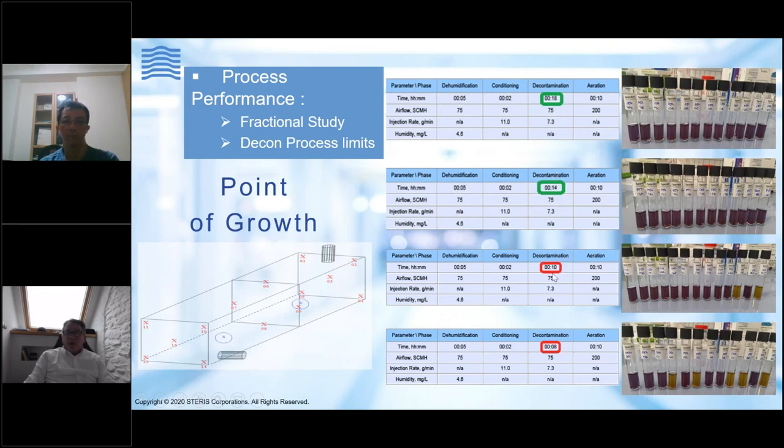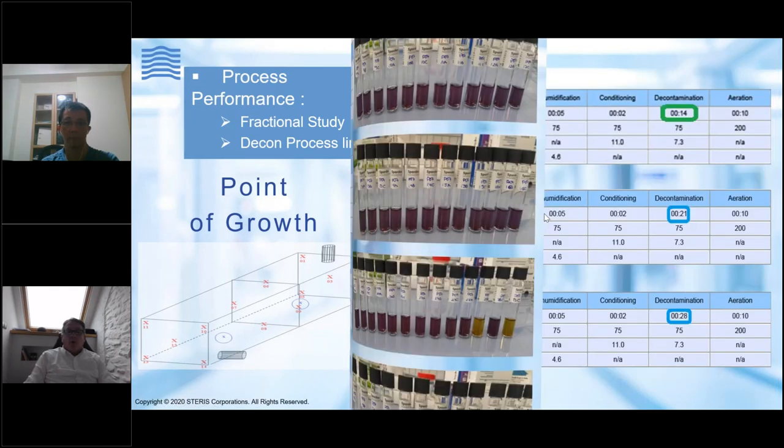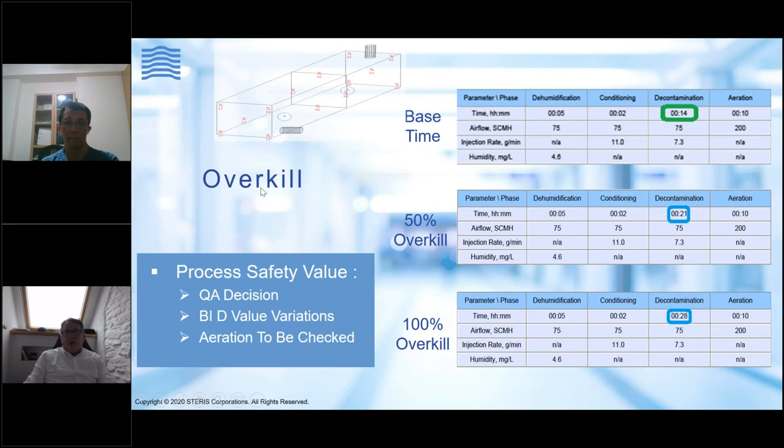And here we can see at 10 minutes, we had a few growers. So the cycle validated here can be 14 minutes, and we always have a discussion with the local QA on how much overkill we want to put on the cycle, which can be from 30% to 100% likely. And again, this is a customer decision, this is a QA decision, how much overkill we want to put on the process.